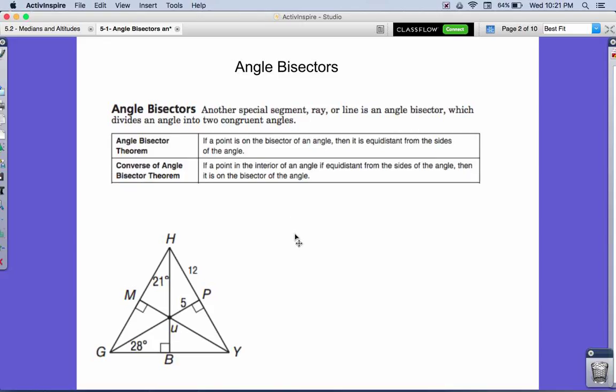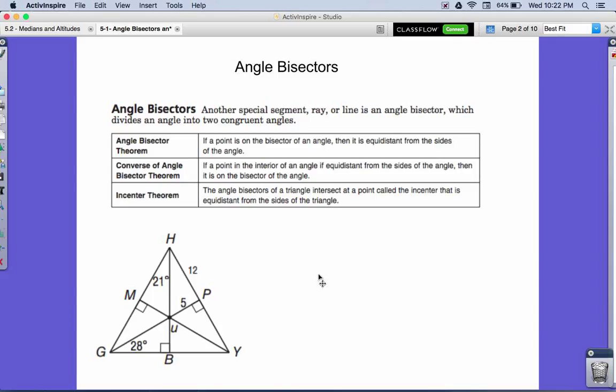The converse of that says that if the point in the interior of an angle is equidistant from the sides of the angle, then it must be on the bisector of that angle. So, in other words, if I know that this side here is congruent to this side here, say, then I know that this line here must be the angle bisector.